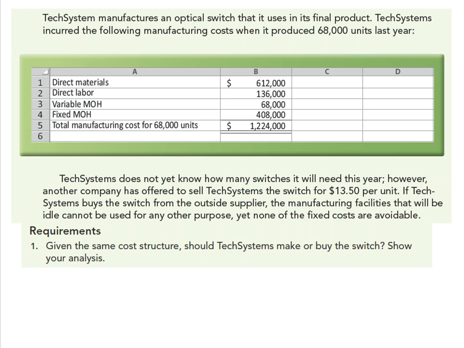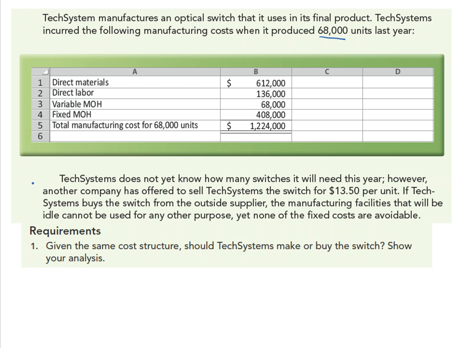Okay, let's look at a demonstration problem on a company to see whether or not they should make or buy a particular item. So this particular company, we've got TechSmith. They manufacture an optical switch that is used in its final product. Tech Systems incurred the following manufacturing costs when it produced 68,000 units last year. So we've got the total product cost.